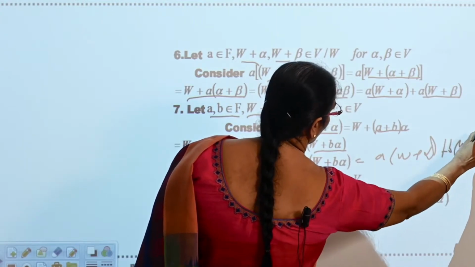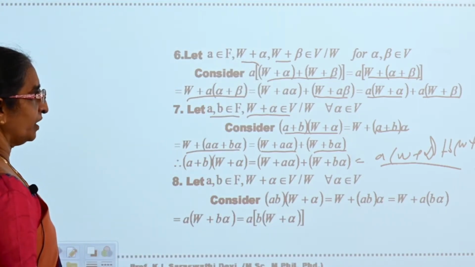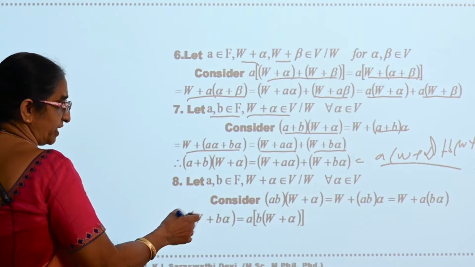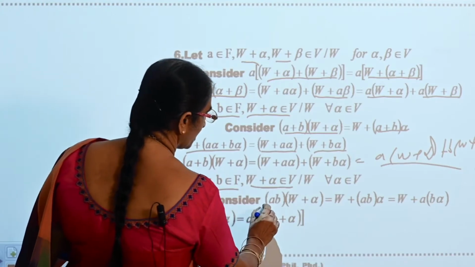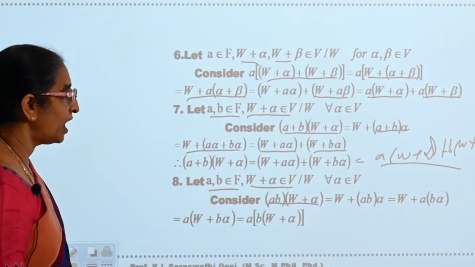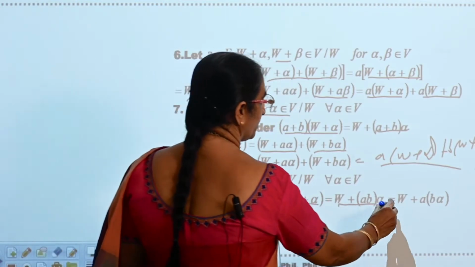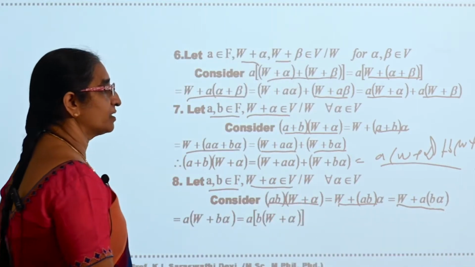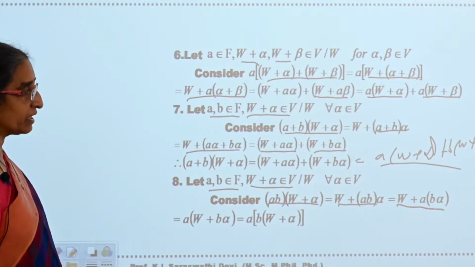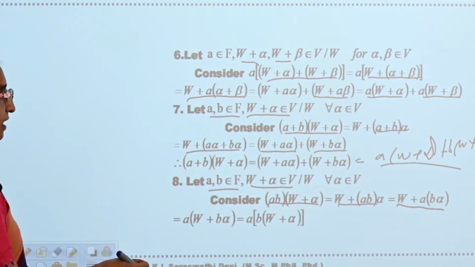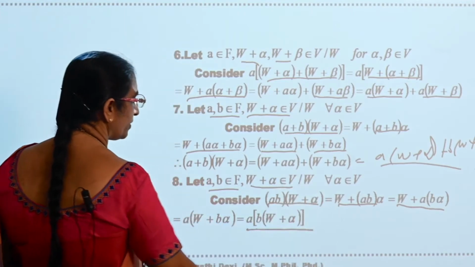Therefore, the two distributive laws are satisfied, the first one and the second one. Now, the third one, associativity. Let A, B belong to F, and W + α belong to V/W. This is (AB)(W + α). Apply the coset multiplication definition. This is W + (AB)α. That will be W + A(Bα), because A, B belong to F and α belongs to V. V is a vector space, therefore you can write it. So, this is A(W + Bα), that is A(B(W + α)).